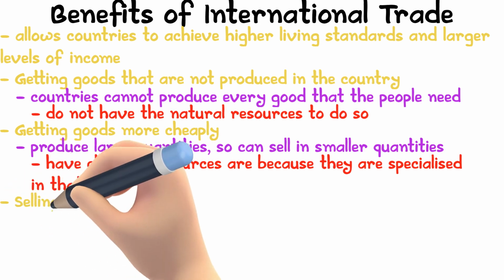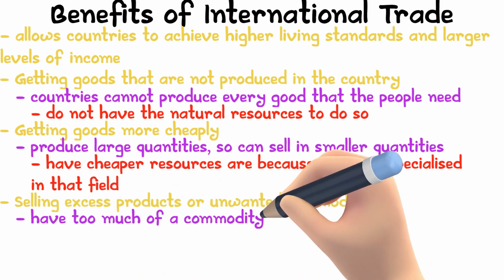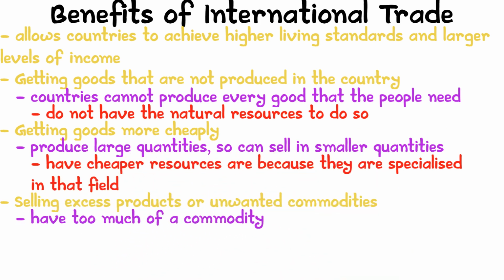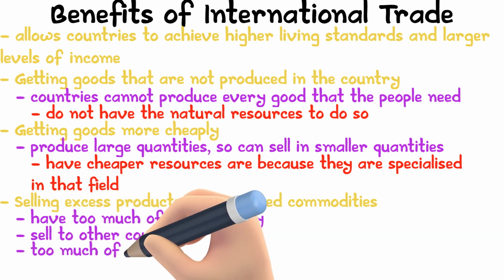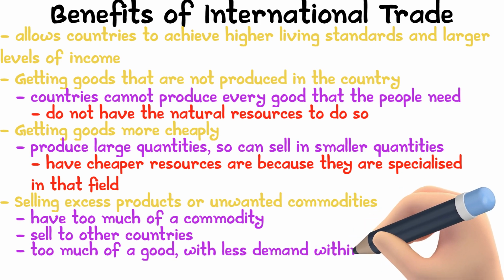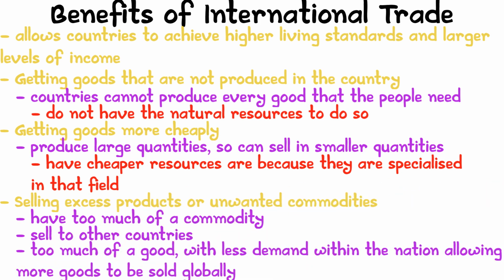Selling excess products or unwanted commodities. Some countries have too much of commodities, like the UAE with oil. With a global market, they can sell to other countries. Some countries produce too much of a good with less demand within the nation, which also promotes nations to sell goods globally.